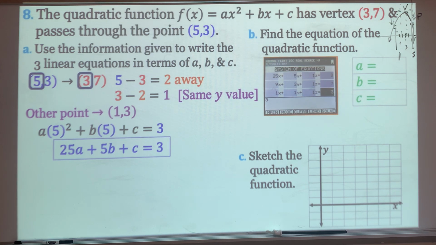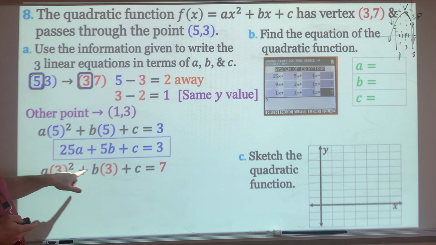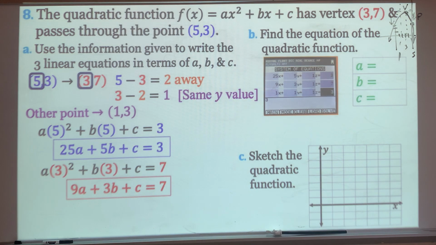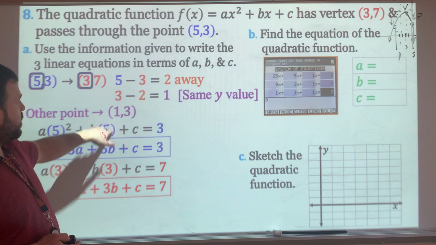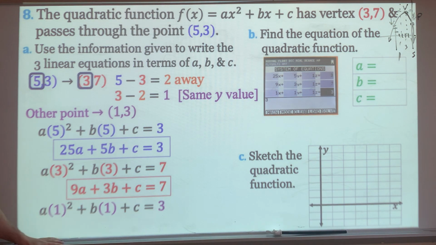Second equation, we're going to use our vertex, x, y. A times x squared plus b times x plus c equals 7. 9a plus 3b plus c equals 7. Third point, we're going to use our new point 1, 3. A times 1 squared plus b times 1 plus c equals 3. A plus b plus c equals 3. All right? So you just had to create that one nice point.